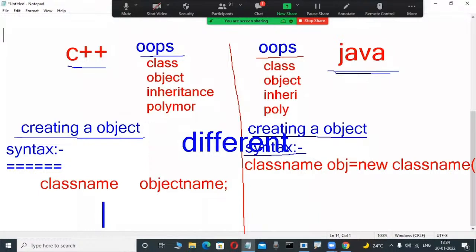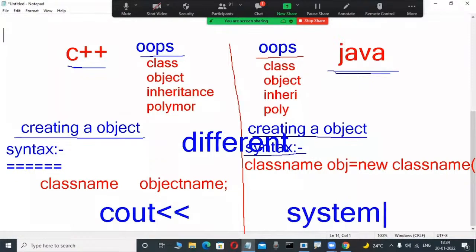Suppose in C++ I want to display output: cout is a function for streaming output. And now in Java, what is the function? System.out.println. That's why they are syntactically different. Functions are also totally different in these two object-oriented languages.